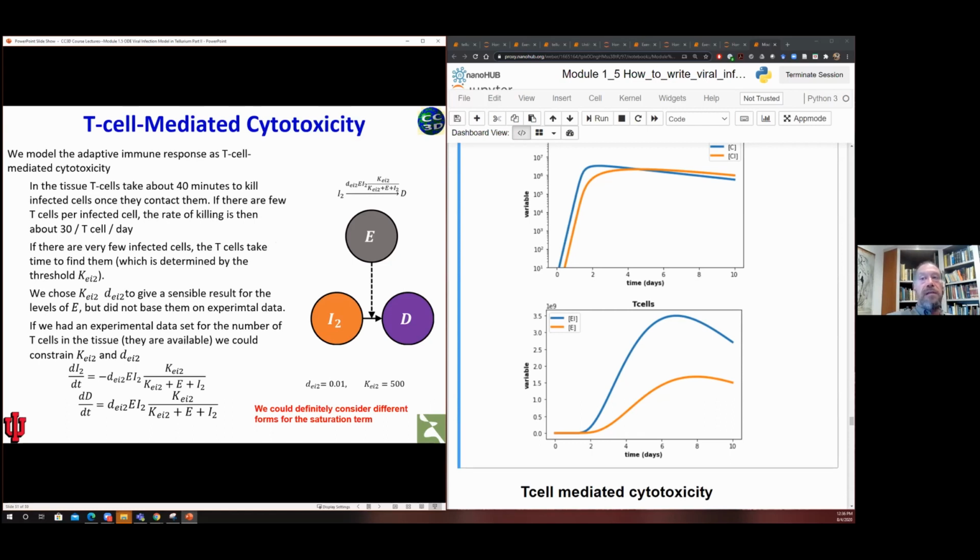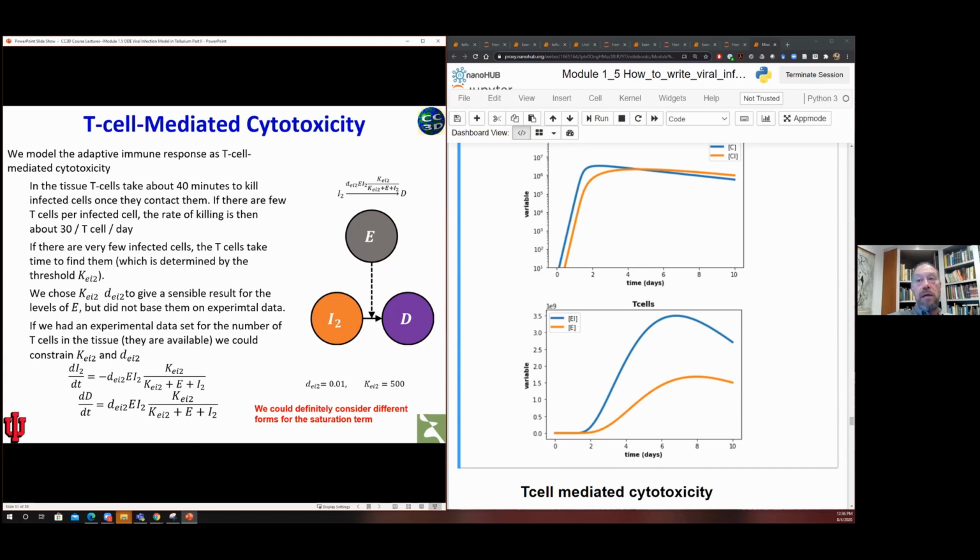And so we're going to now say that the rate of killing of the infected cells is proportional to the number of I2 cells normalized by this Michaelis function. And we have E times I2, that X times Y form that we looked at before, divided by K plus E plus I2. That was one of the combination forms we looked at as a possible way of doing combined saturation. As I mentioned, when you have more than one variable in a saturation equation, there are a lot of different structures. And so we should probably be exploring the consequences of different structures.